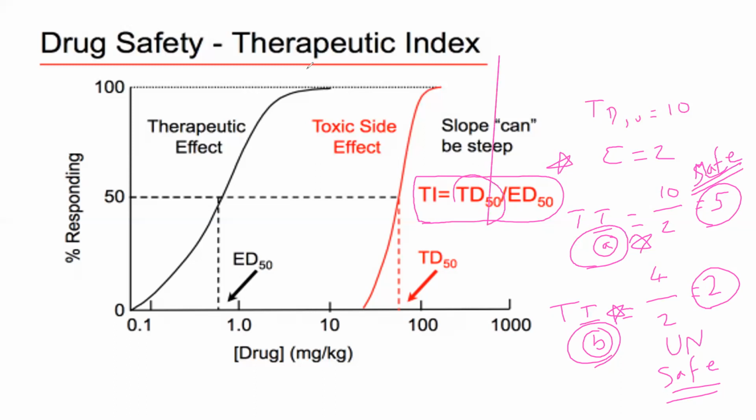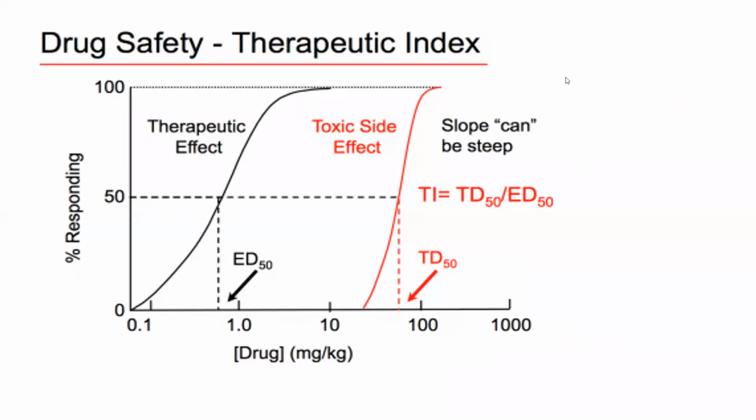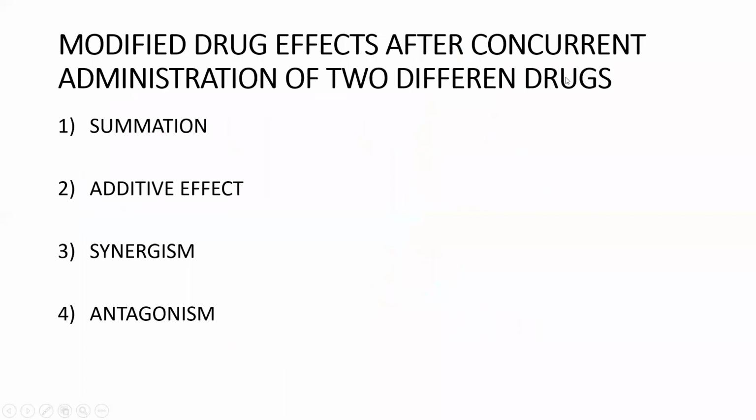TD50 means toxic dose 50. ED50 means effective dose 50. Sorry, toxic dose 50 and effective dose 50. So here we finished therapeutic index, and next, this is the last point.